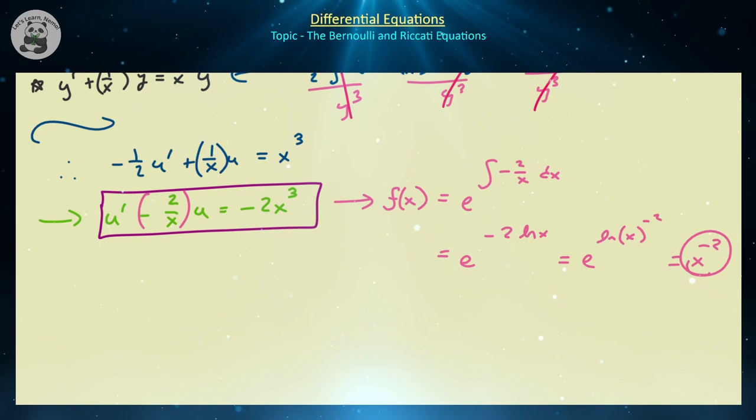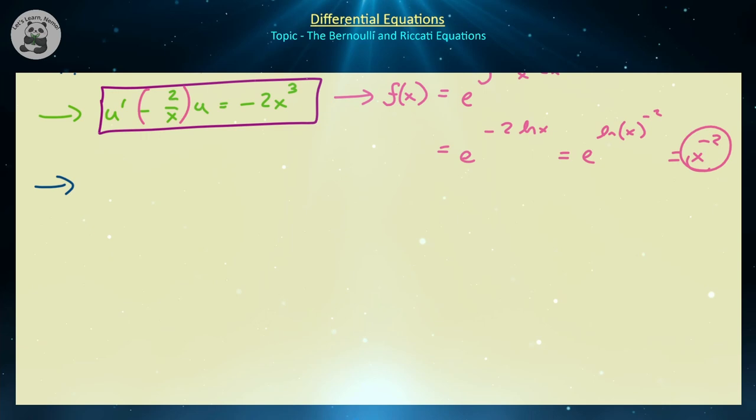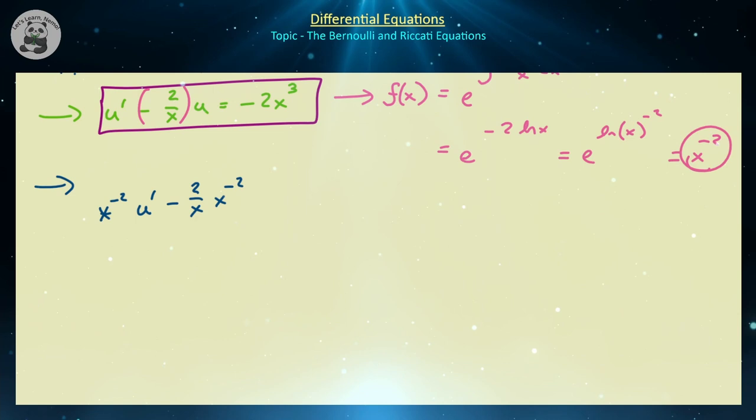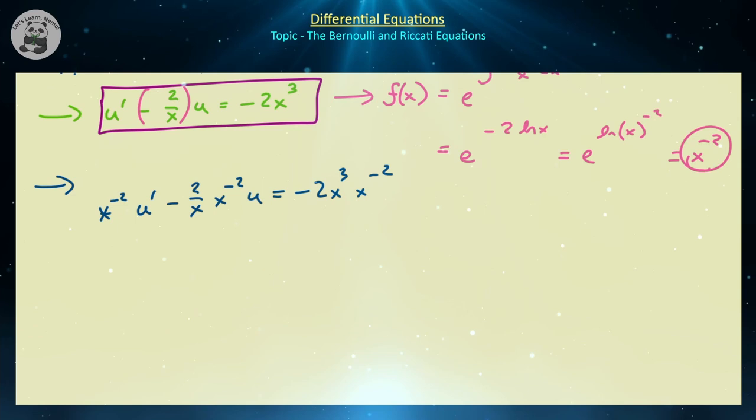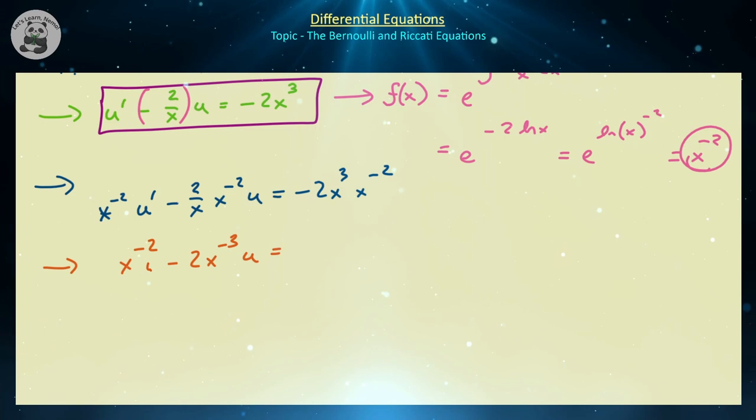Once we have that, then we just multiply both sides by this integrating factor and hope for the best. So we're going to have x to the minus 2 times u prime minus 2 over x times u, all times x to the minus 2, is equal to minus 2x cubed times x to the minus 2. Okay, so what we have here is x to the minus 2 u prime minus 2x to the minus 3 times u is equal to minus 2x to the positive 1.